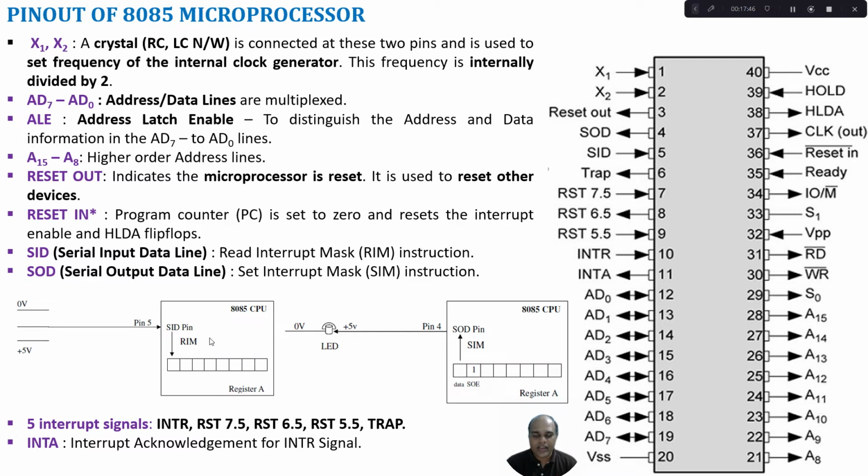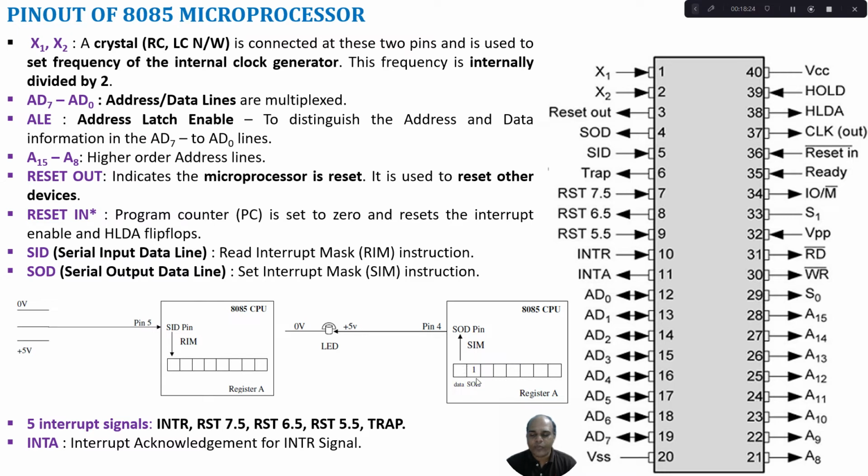We can also send the data out from your microprocessor. So that is done with the help of a SOD pin, serial output data. So the data in the MSB bit of your accumulator can be sent out through this SOD pin by executing a SIM instruction. SIM instruction in the sense set interrupt mask instruction. So the important thing here is, even though I put a data onto this MSB bit, this data can be sent out through this SOD pin only when I have SOE to be 1. This is serial output enable.